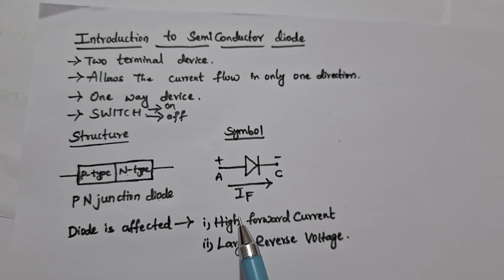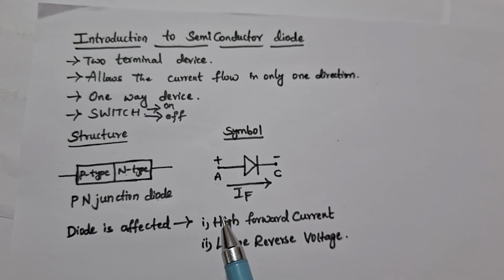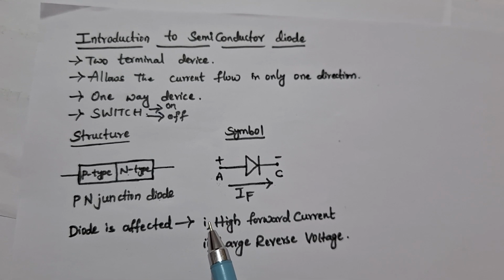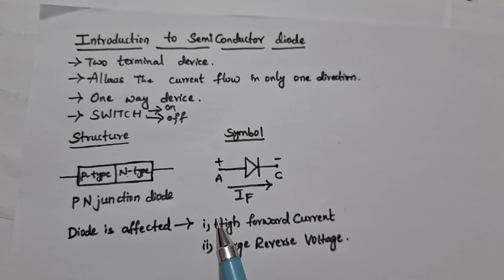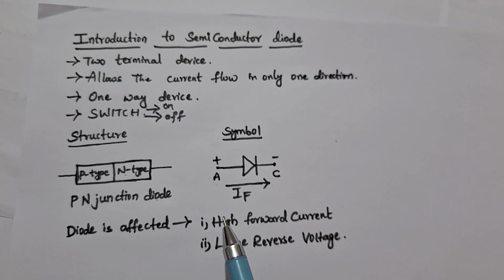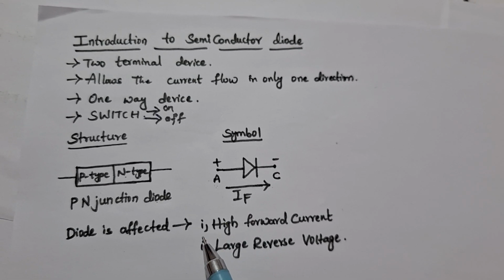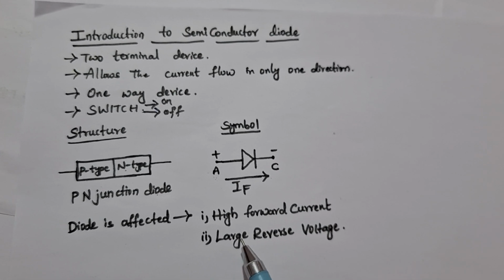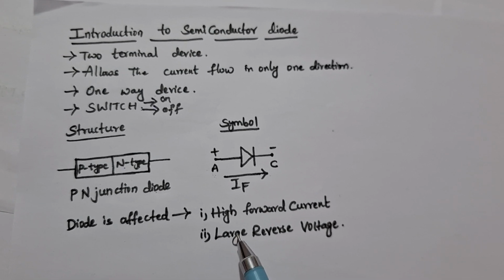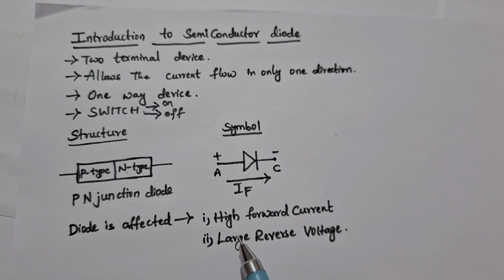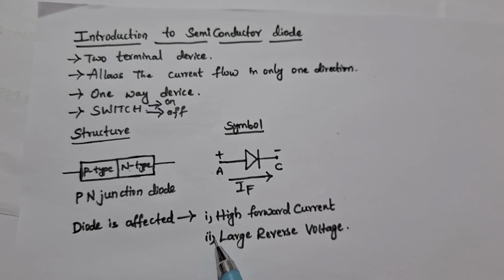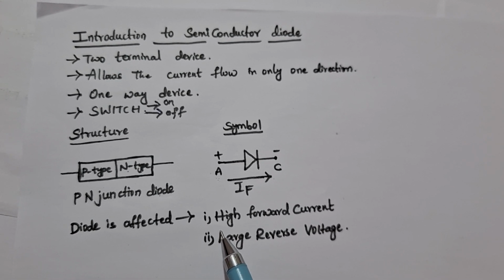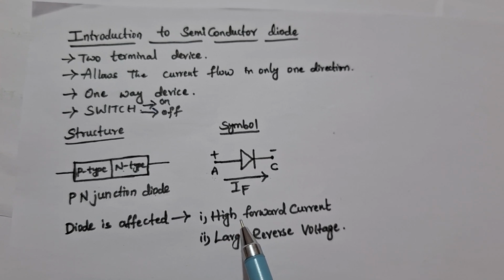And also, when we are using a diode in reverse bias condition and we apply a large reverse voltage, the diode will also be affected at that time. So this is the introduction to the semiconductor diode.